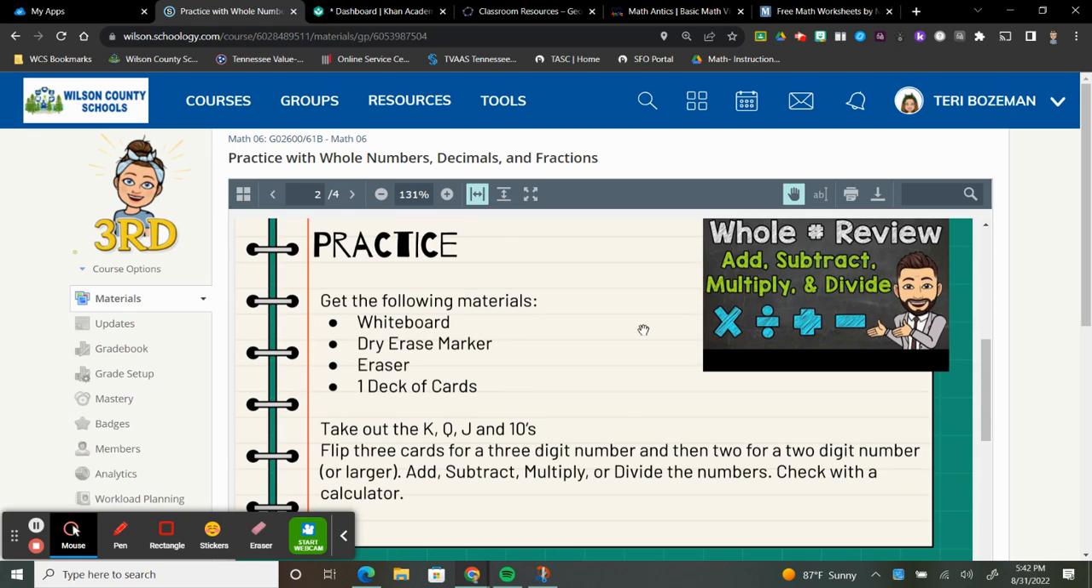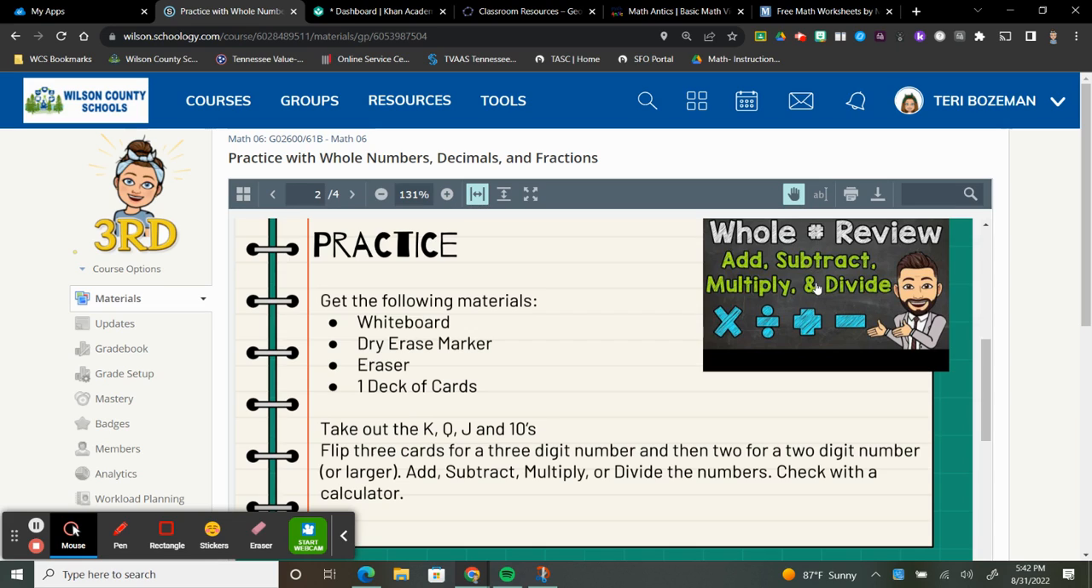This one is for whole number review. And if you don't have some of these materials at home, you can always use paper, pencil, dice instead of a deck of cards, a deck of cards instead of dominoes, just things like that. So there's instructions on practice to do where they create their own problems for whole numbers.